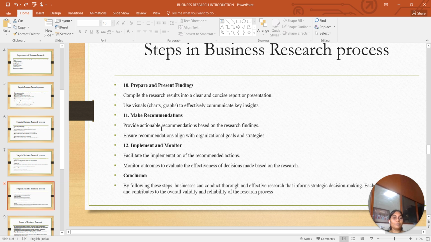And the last one is the implementation and monitoring of that particular research. To facilitate the implementation of the recommended actions, whatever suggestions we have recommended to that particular organization should be implemented, and monitor the outcomes to evaluate the effectiveness of the decisions made based on the research. So by following these steps, business can conduct effective research that informs strategic decision making, and each method contributes to the overall validity and reliability of the business process.